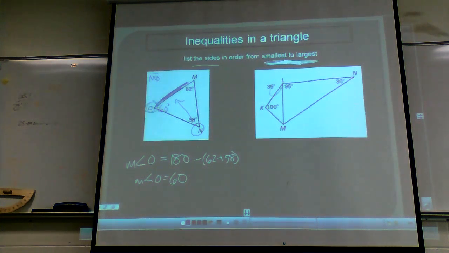This is the middle angle, correct? So, the side opposite that angle will be MN. That's the middle side. That's the biggest angle. Side opposite O is N biggest. Is everyone okay with when I say the side opposite, what I'm kind of doing there?